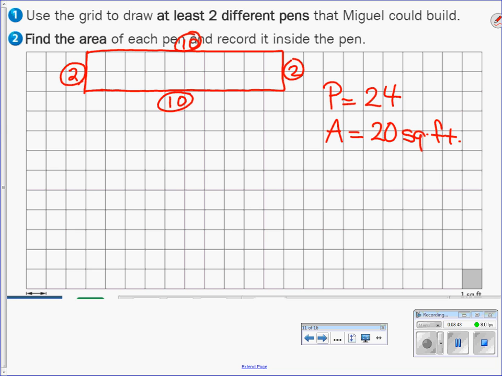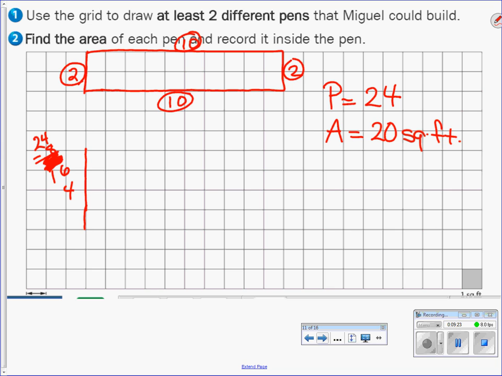Okay, let's try to make another one. Since I did 2, let's see if I can go 4. 1, 2, 3, 4. So if this is 4, then that has to be 4. So that's 8. So 24 minus 8 gives me, whoop, I did that wrong. Sorry about that. 24 minus 8 is 16.